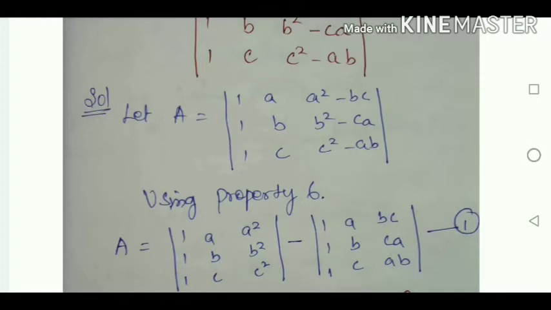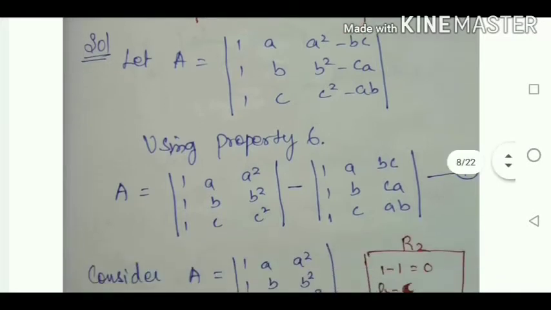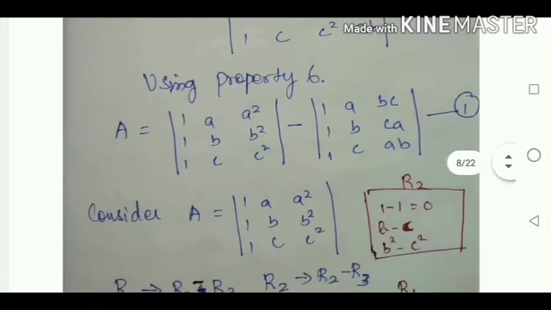You take the first column and second column as they are in both the matrices; that is, in both the matrices, the first and second columns are the same. Only the third column differs: in the first matrix the third column is a², b², c². In the second matrix the third column is bc, ca, ab. In between these there is a minus sign, therefore you put a minus sign between the two matrices. Take this as equation 1.